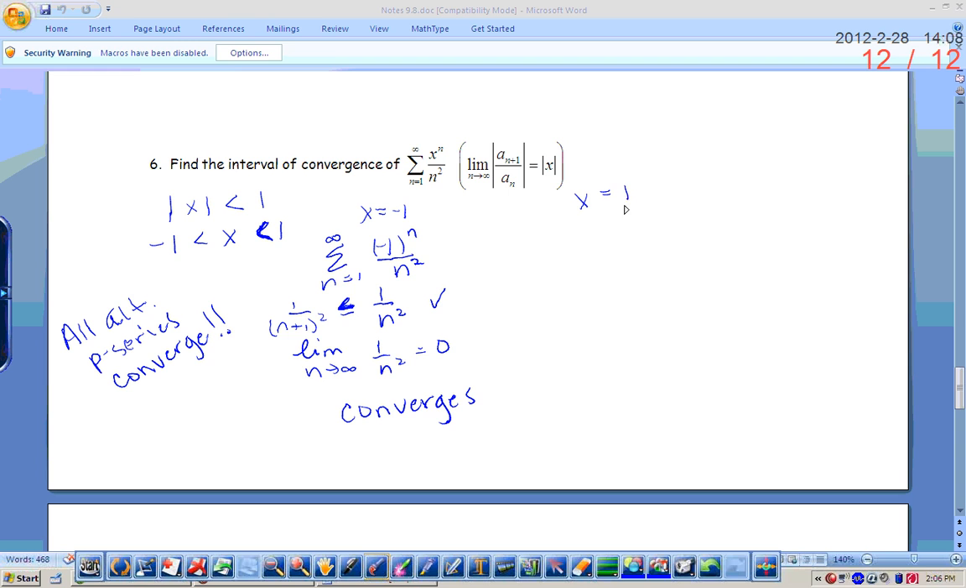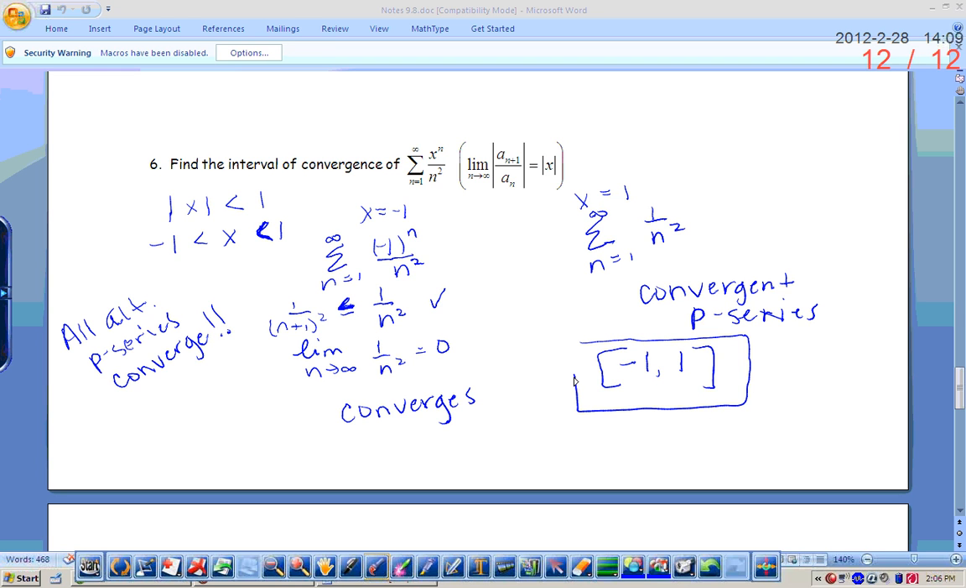Okay, and then if x equals +1, my series is 1 over n squared, which is just a regular p-series. So I do have to look at the value of p. It converges because p is greater than 1. So I converge at both endpoints. Therefore, every x value between -1 and +1, including those endpoints, would make that series converge and therefore have a finite sum. So for radius of convergence and interval of convergence, start with the ratio test, set that limit less than 1, and go from there.